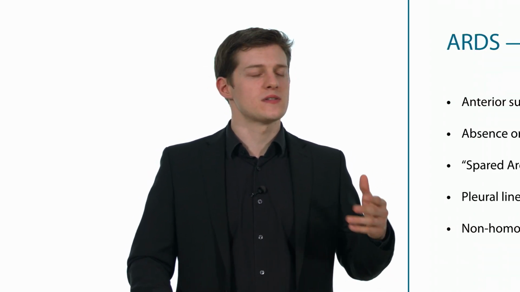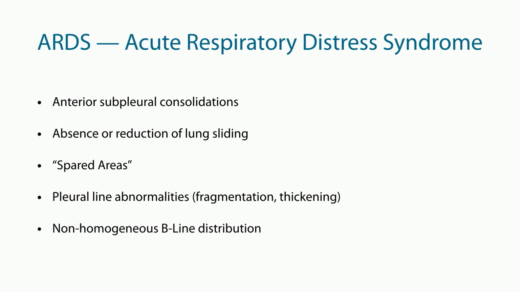To summarize what we can see on lung ultrasound in ARDS, we see anterior subpleural consolidations. There can be various all over the lungs. We see an absence or a reduction in lung sliding. We see sometimes spared areas. So we have on the one side white areas resembling B lines or a confluence of B lines. And on the other side we see normal lung or normal aerated lung. And we see a fragmentation and thickening of the pleura and this diffuse distribution of B lines all over the lung.